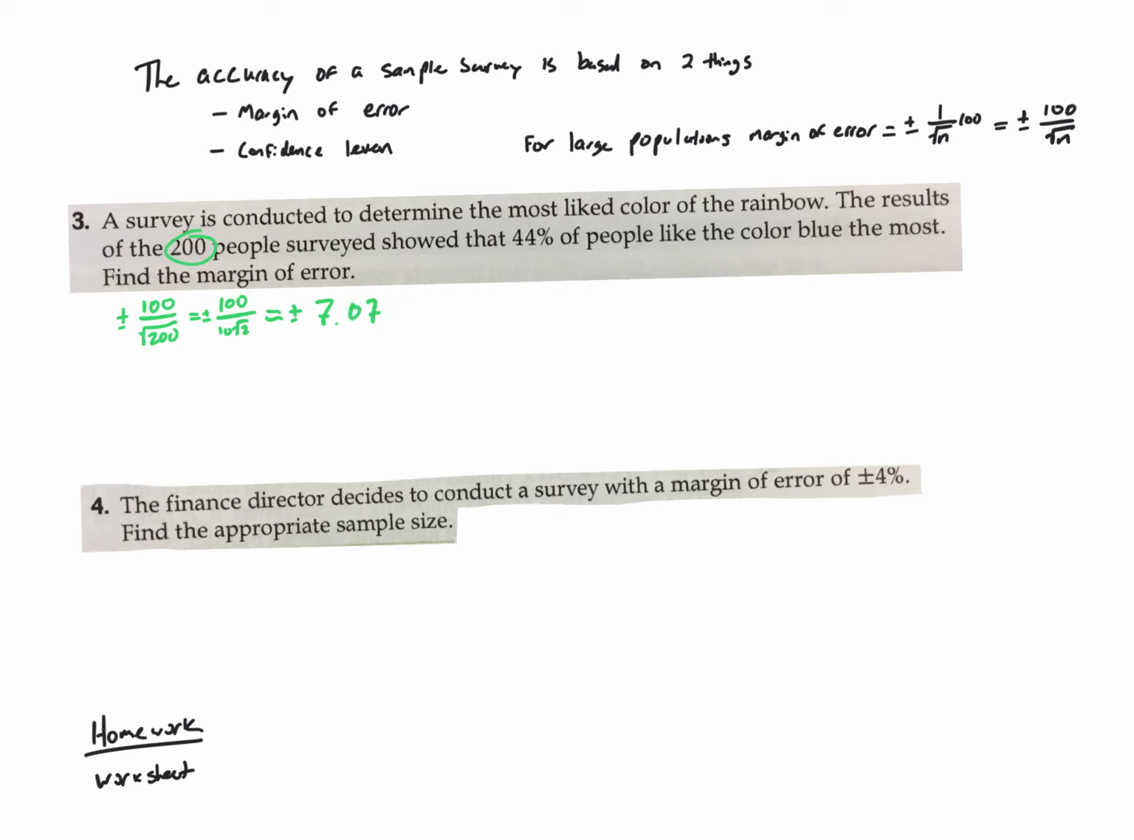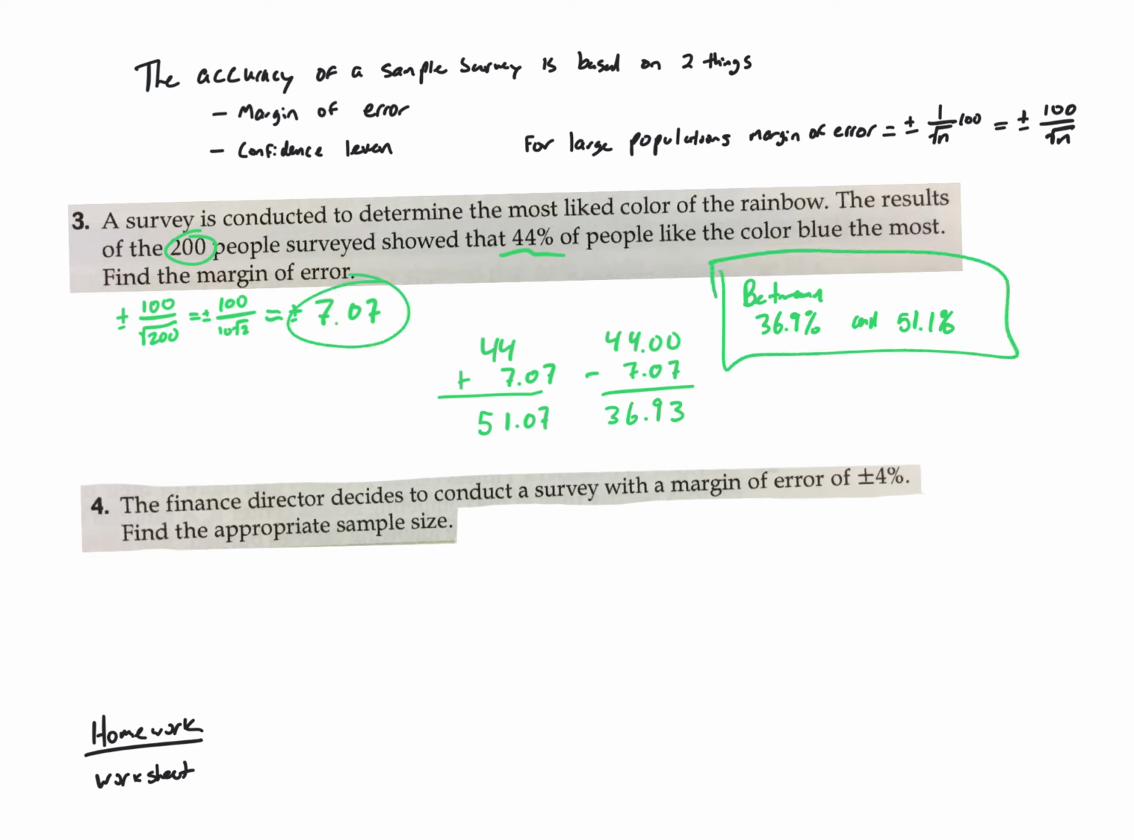7.07. Since that's our margin of error, and they said 44%, it could be 44 plus that 7.07, or it could be the 44 minus the 7.07. So the real proportion would be between 36.9% and 51.1%. That is where the actual results would be, because we have this margin of error. So this would be our answer right here.